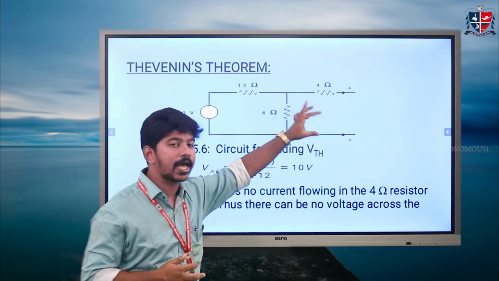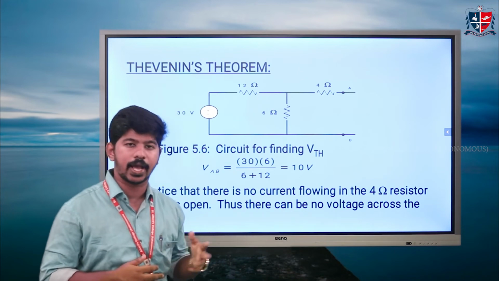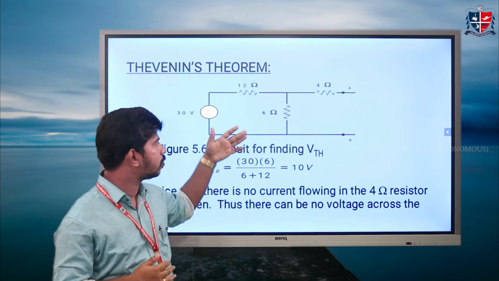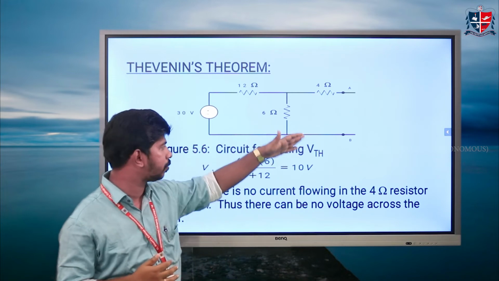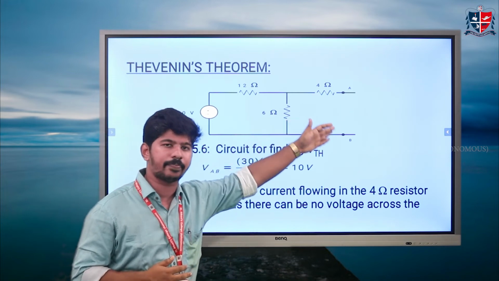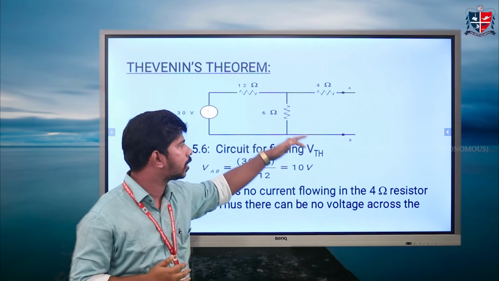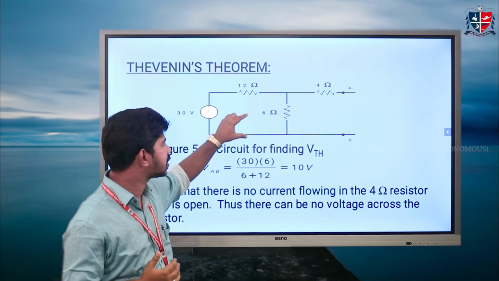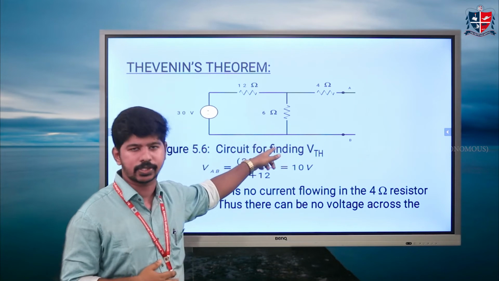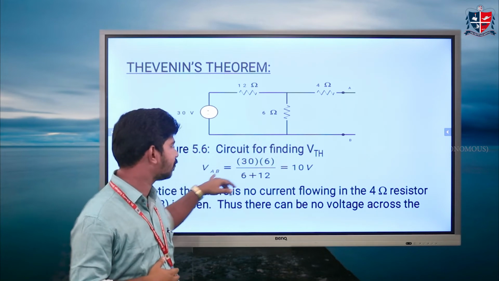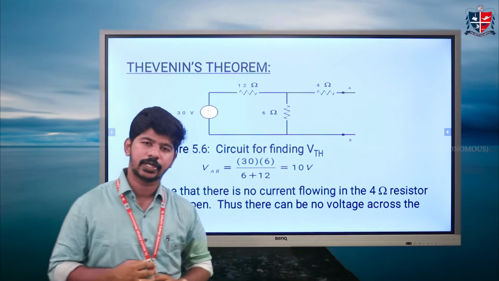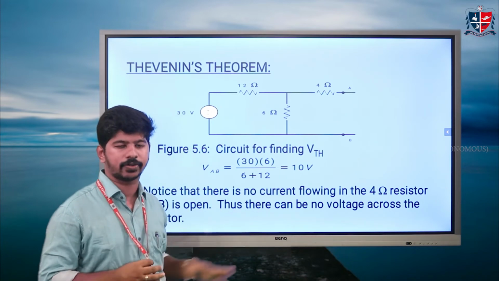See, that is the same as the voltage across terminal A and B. If you are closely analyzing the circuit, because there is no current flowing through 4 ohm, the load is removed, so that path is open. So the voltage across terminal A and B is the same as the voltage across the 6 ohm resistance. So what is AB? The voltage across terminal A and B is 10 volt. That is the voltage across the 6 ohm.